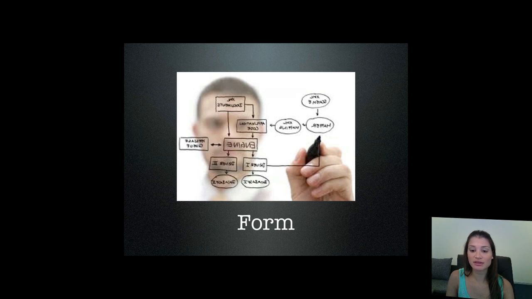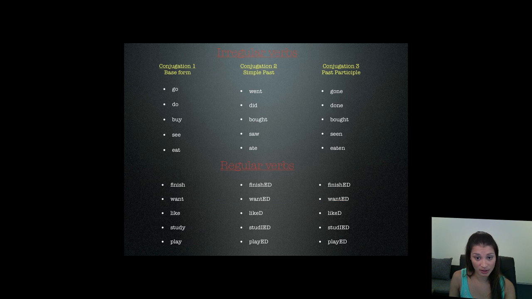Now that we've studied the meaning and the use, we can move on to the form, the last part of this video. Before we take a look at the forms on the sample sentences, I'd like to remind you of 2 different concepts for verbs: irregular verbs and regular verbs. In English, what you basically have is 3 different types of conjugations for the verbs. Conjugation number 1 is what we call base form. Number 2 is what we call simple past, and we'll be using the second conjugation for simple past only. And conjugation number 3, past participle.